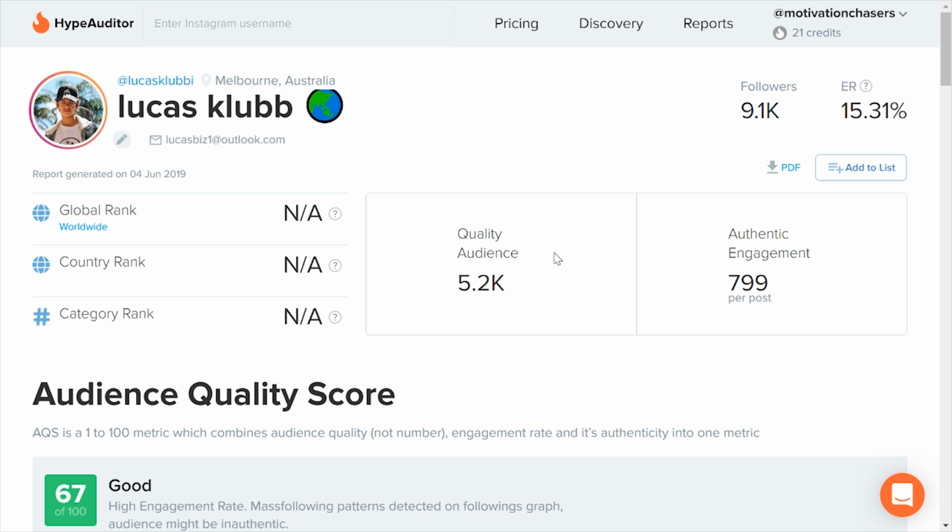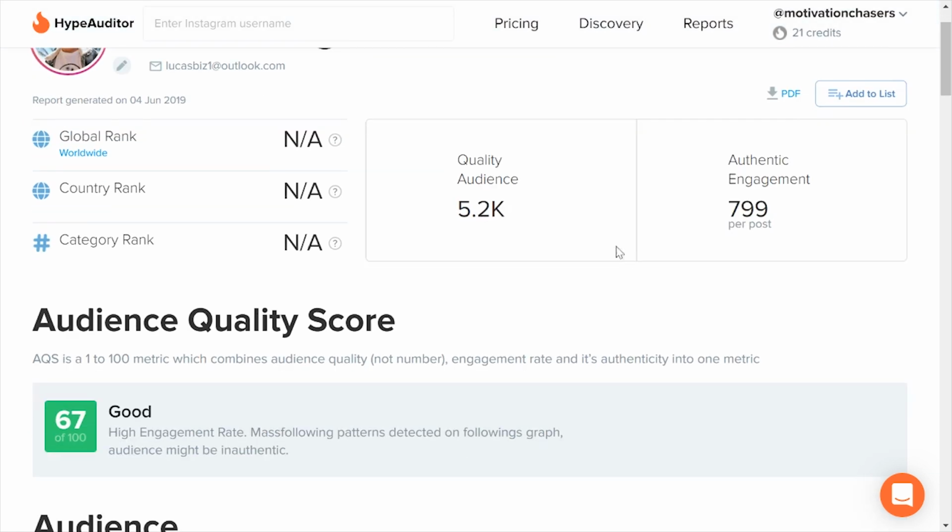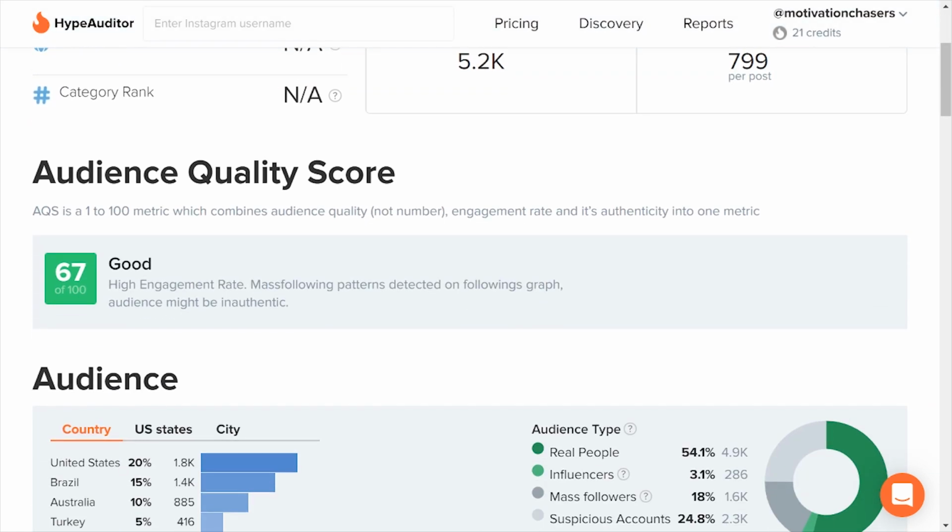HypeAuditor rates the quality of your audience, and so he's got 5.2k, so about 4,000 of his followers are not considered quality audience by HypeAuditor. We'll look more at what that means further down. Authentic engagement, 799 likes per post. Audience quality score 67 out of 100. High engagement rate, mass following patterns detected on following graph.